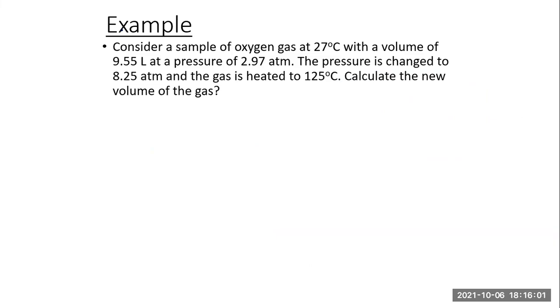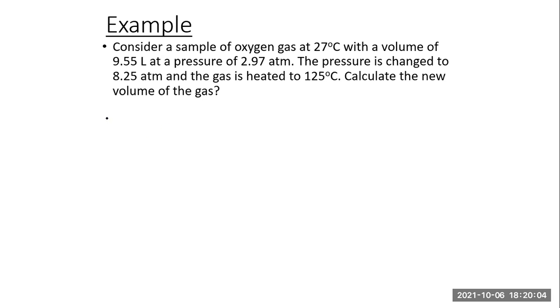So let's take a look at this. Consider a sample of oxygen gas at 27 degrees Celsius with a volume of 9.55 liters and a pressure of 2.97 atmospheres. If we change the pressure to 8.25 atmospheres and we increase the temperature to 125 degrees Celsius, what will be our new volume of the gas? So take a few minutes here and see what you come up with. Again, pull out the information, see what you got going on, properly rearrange the equation, and we'll talk about it here in just a second.